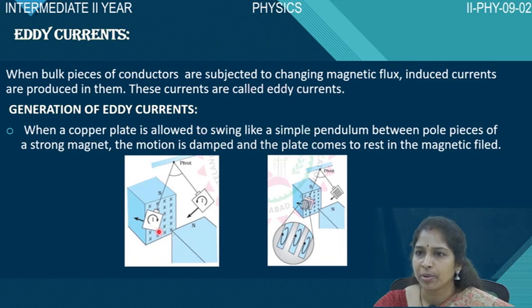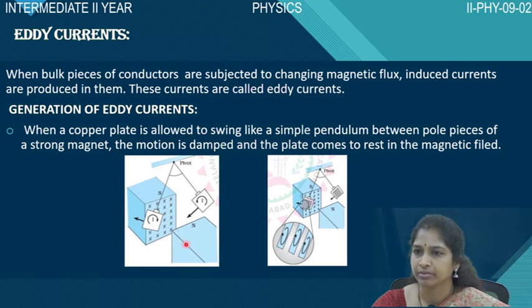Now this copper plate is allowed to swing. See, it is swinging from one end to the other end. It is executing simple harmonic motion in the magnetic field. How it executes simple harmonic motion, you all know. When we displace this copper plate to one end and release it, it will oscillate inside the magnetic field. Here the copper plate is allowed to swing like a simple pendulum between the pole pieces of a strong magnet.